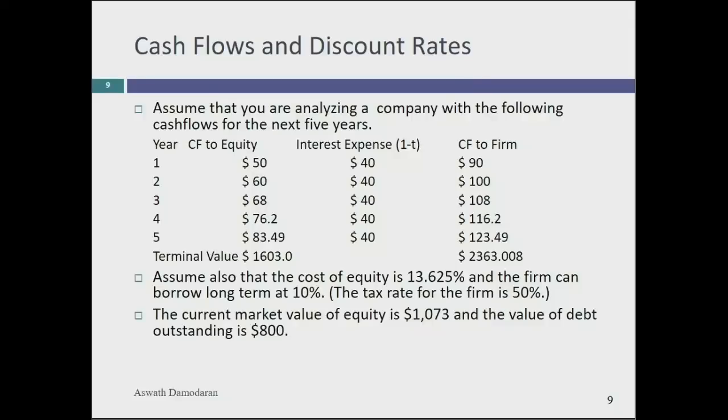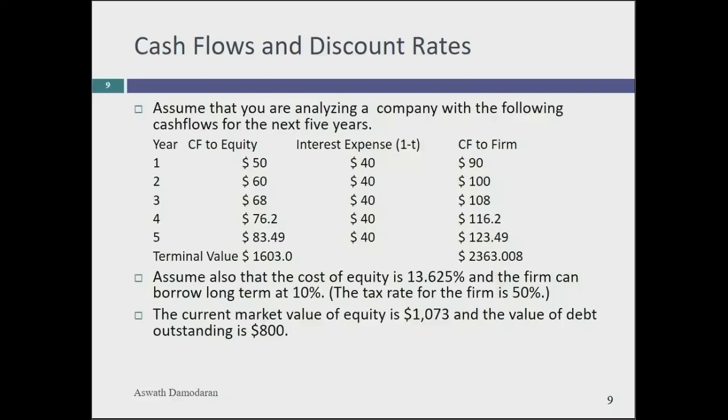Here's a company where I have cash flows to equity in the second column, which I've estimated as well. And then cash flow to the firm, which is a pre-debt cash flow, in the last column. This company's cost of equity is 13.625%. And its pre-tax cost of debt is 10%, but it has a tax rate of 50%, which means that its after-tax cost of debt is only 5%. It has $1,073 million in equity. That's the market value of equity. And the market value of its debt is $800 million.